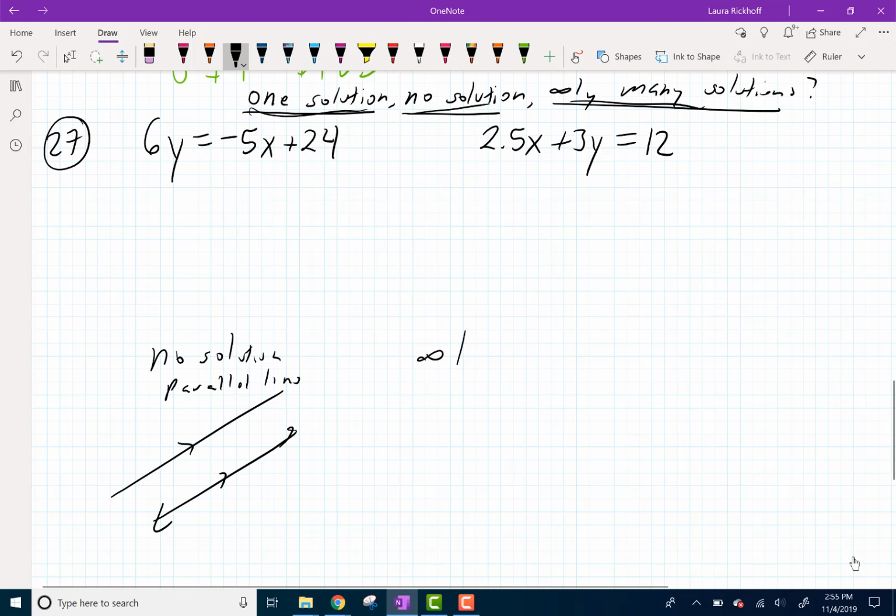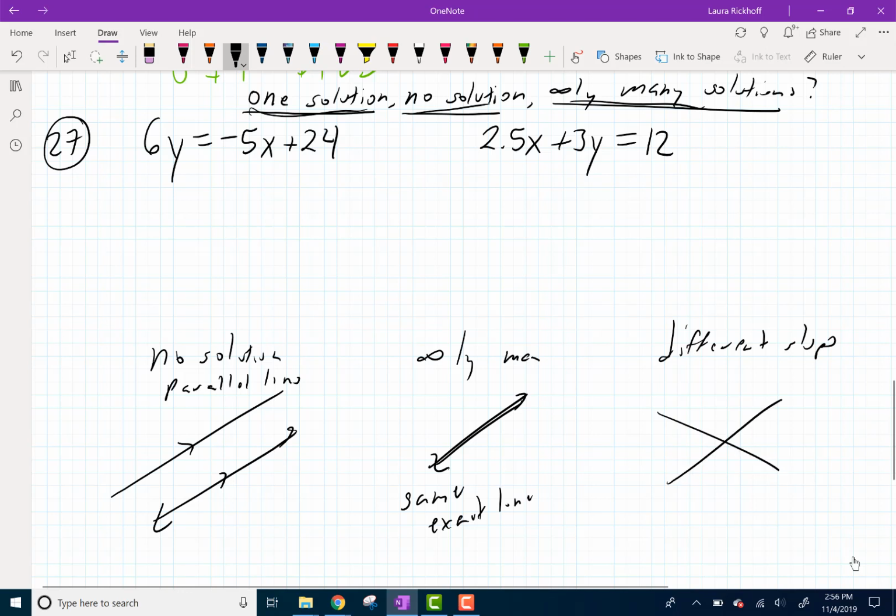And we know if we have infinitely many solutions, they're going to be the same exact line. And then if they have different slopes at all, then they can't be parallel and they can't be the same line, so they're going to have to cross once. So that's one solution. So I can figure it all out just by solving y equals and comparing my lines. So I'm going to do that. I'm going to divide everybody here by a 6 to get the y alone.